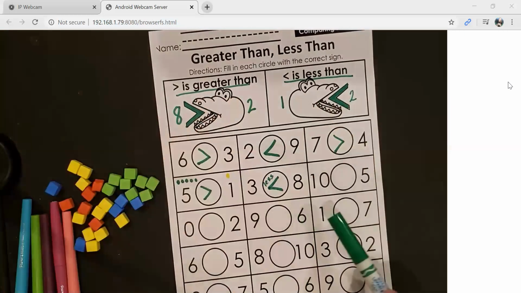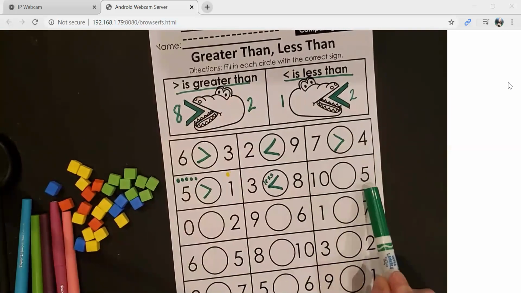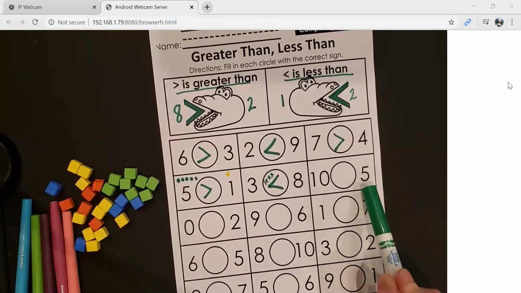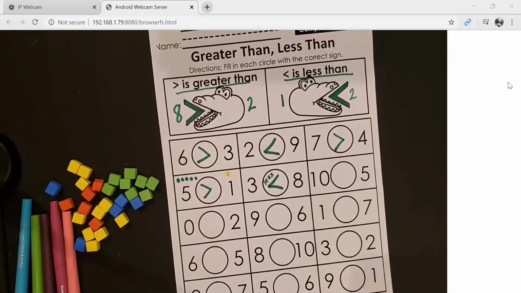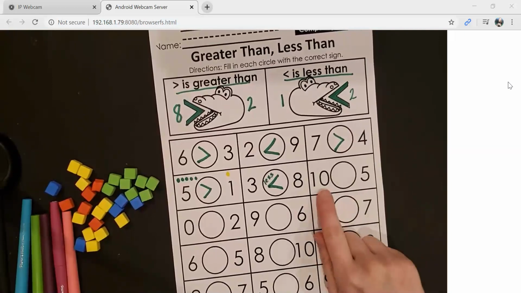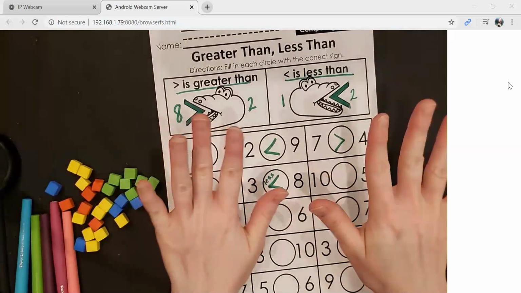All right, the next one is 10 and 5, comparing 10 and 5. I'm going to use my fingers for this one. Super easy to do. Everyone has these manipulatives with them all the time, so you can use your strategies to use your fingers during math.